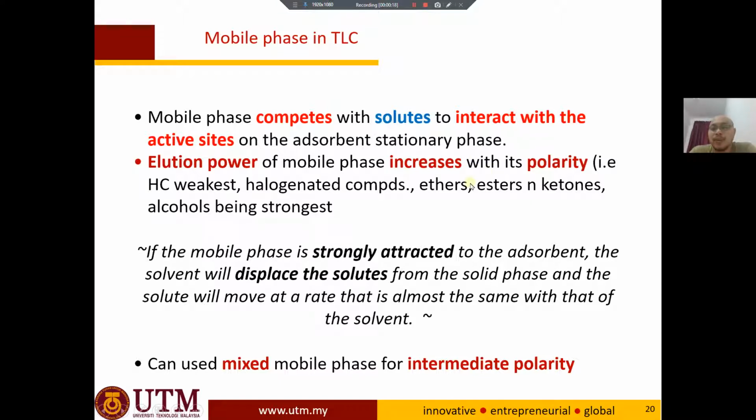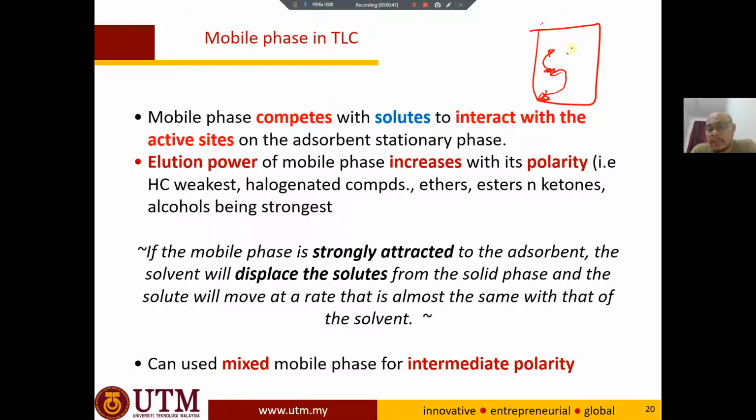Okay, so the mobile phase competes with the solute. You can imagine, maybe I can draw it better. Maybe the compound interacts. So your mobile phase, you can imagine the triangle as the mobile phase. The stronger the mobile phase interacts with the stationary phase, it can replace the solutes, so the solutes can move upwards faster.